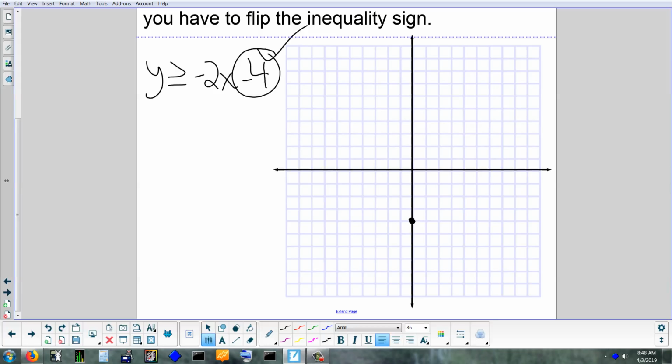The number with x is my what? Starts with an S. Slope. What's the slope telling me to do? If it's negative, what direction do I go? Down. Down how many? 2. Down 2. And then what direction, Jake? Right or left? Right. Remember, even if it's a negative slope, I want to go down to the right. So I'm going to go down 2, right 1. Down 2, right 1.